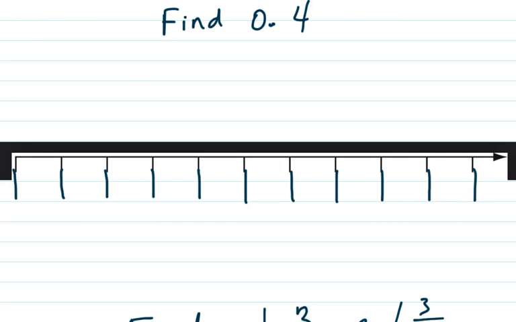Now, let's look at an example. We're going to look at two examples today. So the first one is we need to find 4/10 on this number line. Okay, so the first thing I'm going to do is I'm going to start labeling. Let me switch colors.